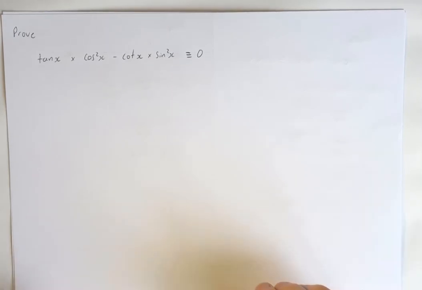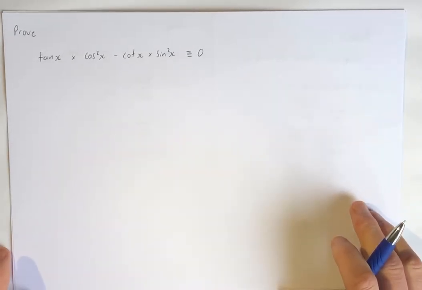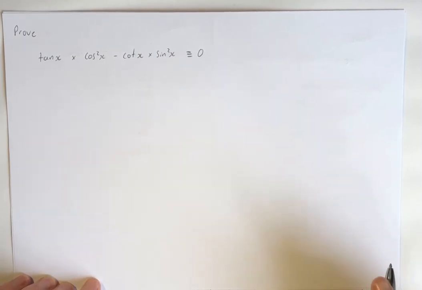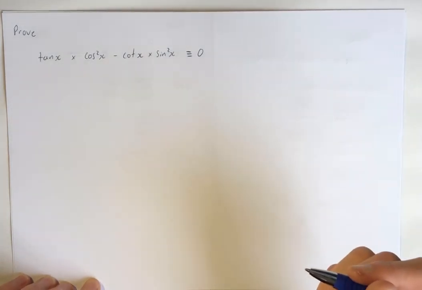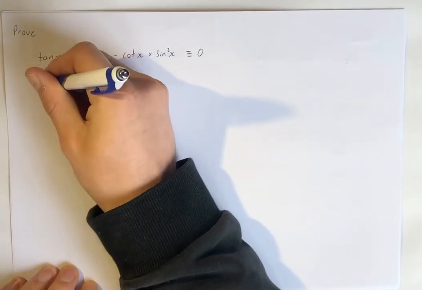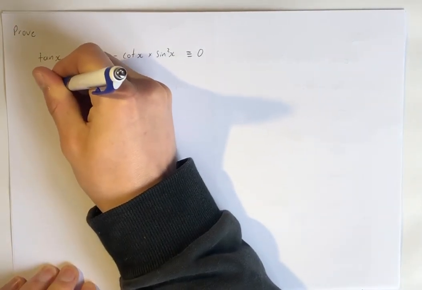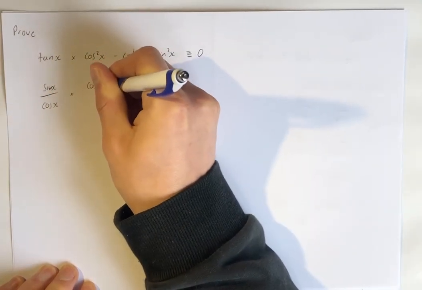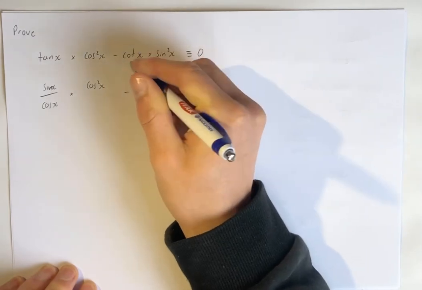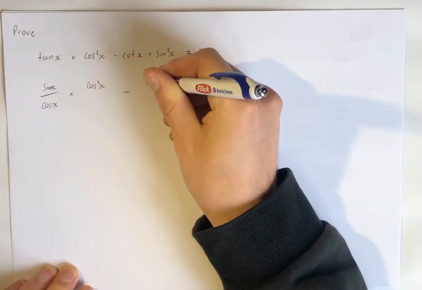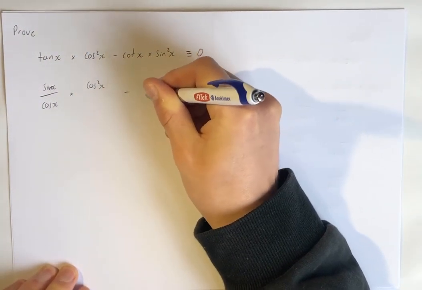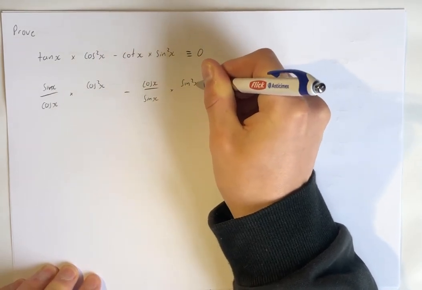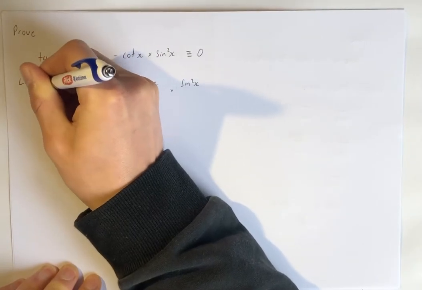Prove that tangent x times cosine squared of x minus cotangent x times sine squared of x is equivalent to 0. So again, tan, I write that as sine x over cosine of x times cosine squared x minus cotangent, well, that's the reciprocal of tan, so I write that as cosine x over sine x times sine squared of x. And obviously this is the left hand side.